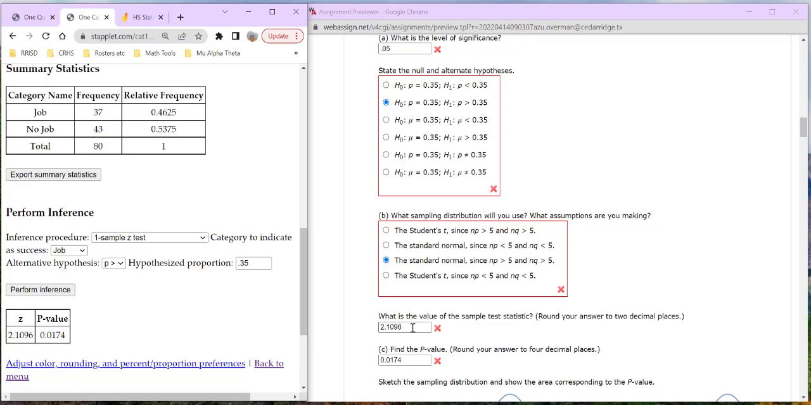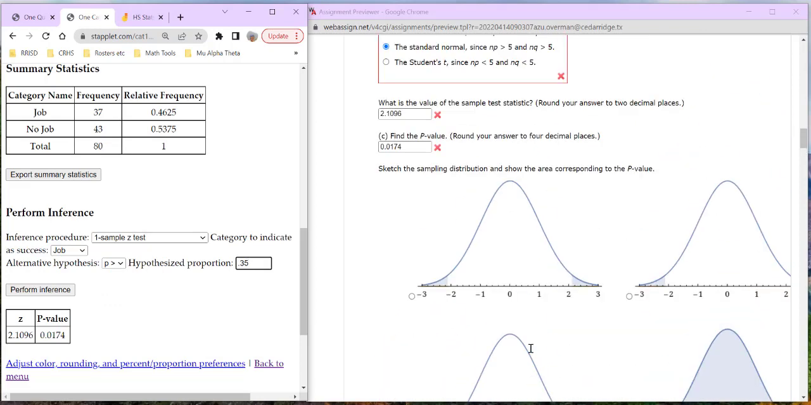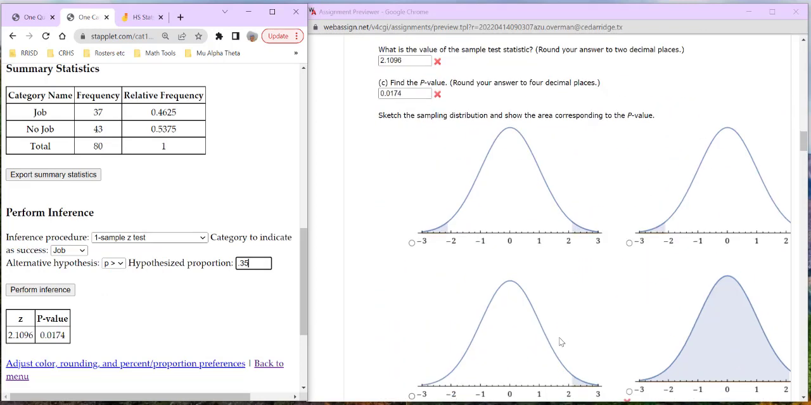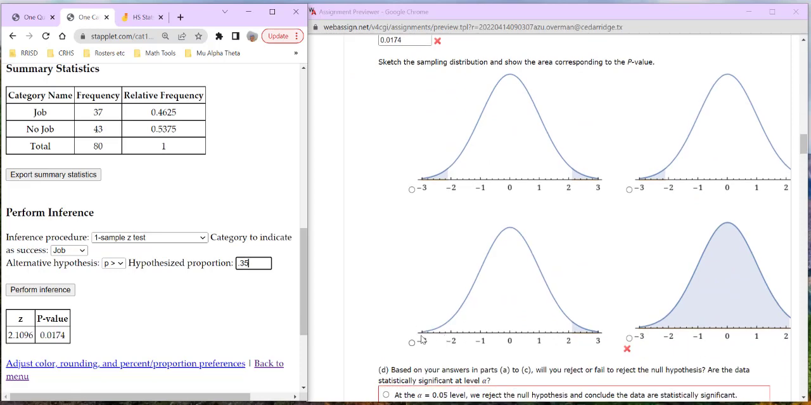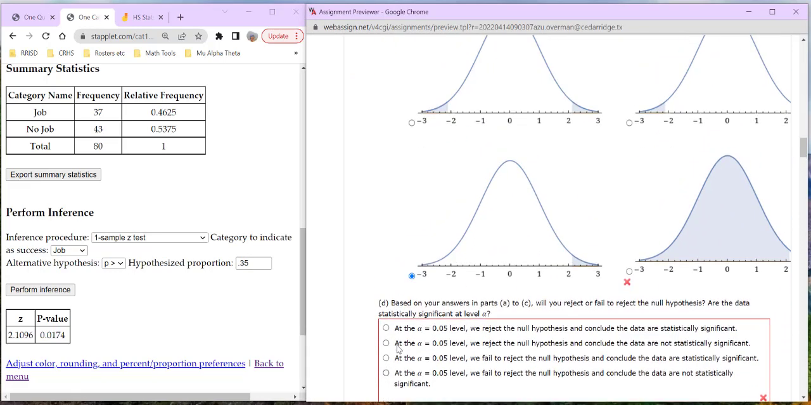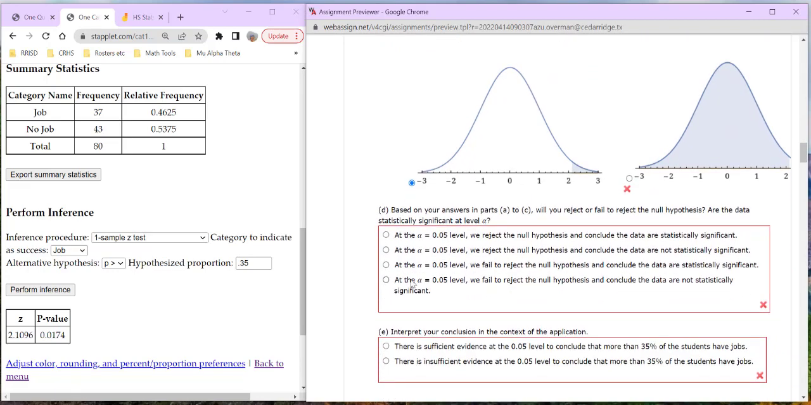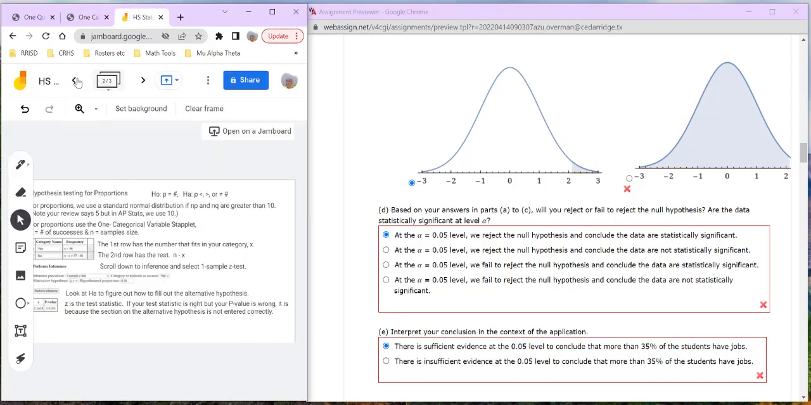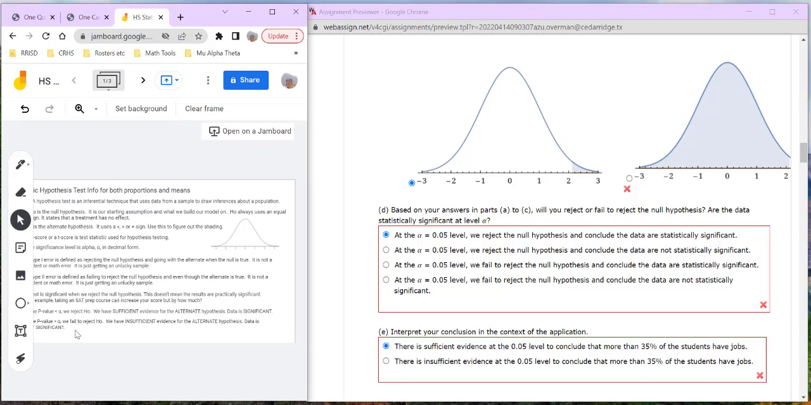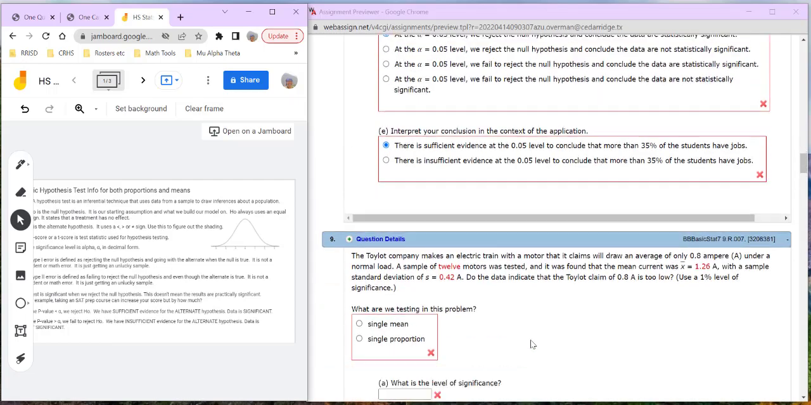If you have the right test statistic but this is wrong, it's because this part is wrong. Which way are we going? We are going greater than. So you look at the curves and ask which one says greater than. That one. Because our p-value is low, we're going to reject the null because the data are significant. There is sufficient evidence. I have that on the first slide, which is your basic conclusion. If the p-value is less than alpha, we reject H naught. We have sufficient evidence for the alternate hypothesis. The data is significant. All right, let's go ahead and submit that.